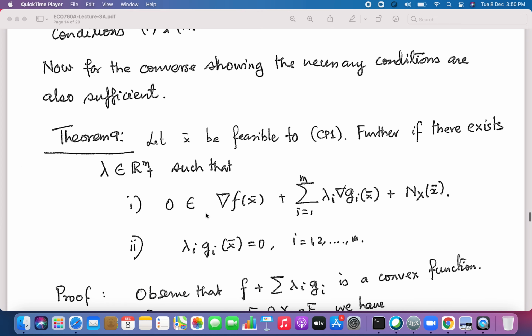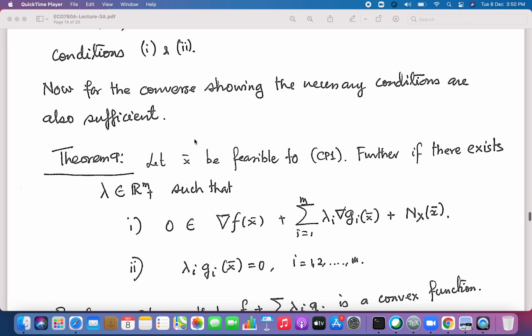Now let us look at the converse. That is, these two conditions which we call the Karush-Kuhn-Tucker condition, we will tell a bit more in detail. Is this condition also sufficient? That's the key thing that we want to know, that this condition, the Karush-Kuhn-Tucker condition for the convex programming problem CP1, is not just necessary but also sufficient.